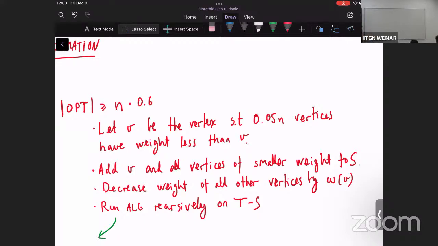What I'm going to do now, I'm going to run the algorithm recursively on T minus what I already put in the solution with the new weight function. And then whatever that algorithm returns, I will take that set and add these light vertices that I picked, and I will report that as my solution. And my claim is that if my assumption was correct, that opt actually contains 60% of the vertices, and the algorithm in the recursive call returns a 2 approximation for the recursive call, then what I output is a 2 approximation to the instance that I have. That's my claim. Okay, so let's prove the claim.